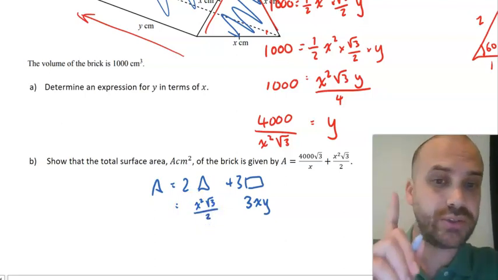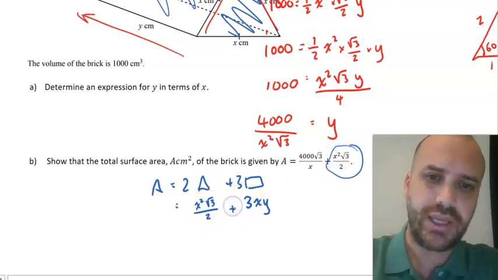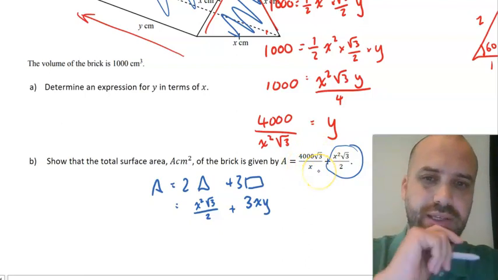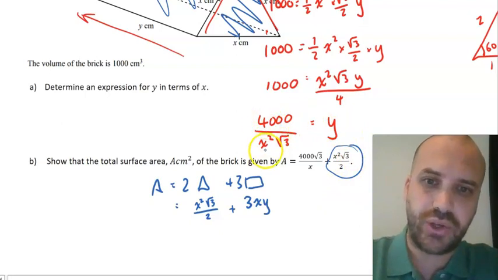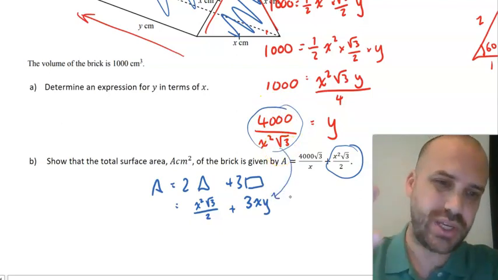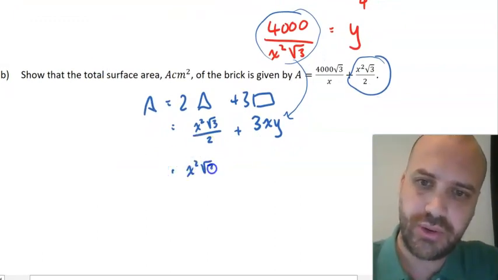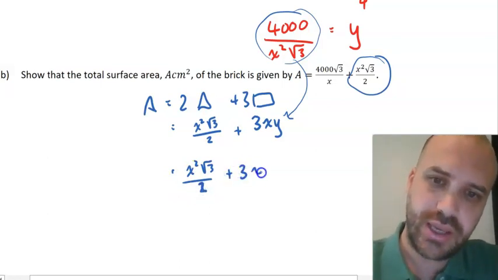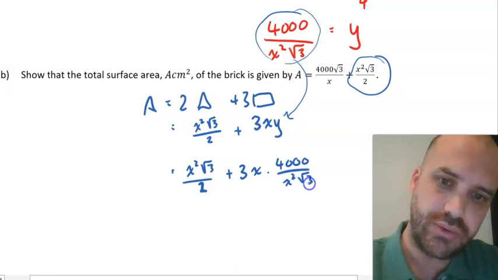All right, that feels really good to me because you can see this part here, and that part there. All right, and that leaves us with 3xy is supposed to be equal to 4,000 root 3 on x. So we originally know that y is equal to 4,000 on x squared root 3, so we can sub this part in to this part. This is pretty classic optimization question stuff. So we get the thing that we already knew about the triangles, x squared root 3 on 2, plus 3x times 4,000 on x squared root 3.